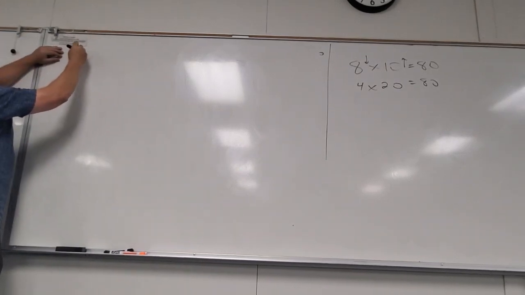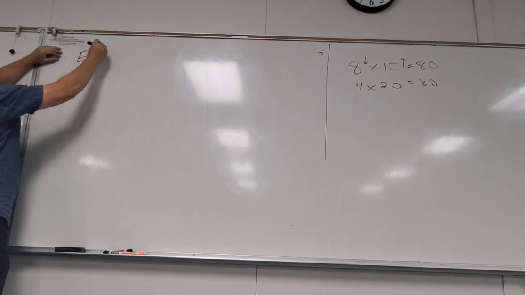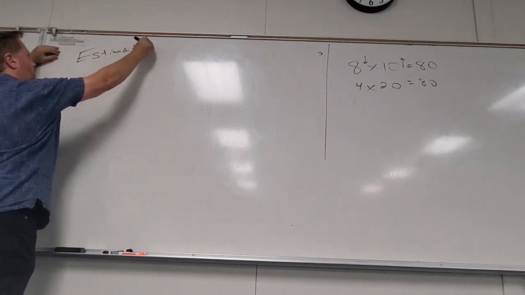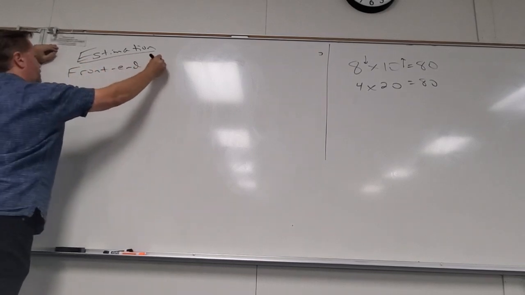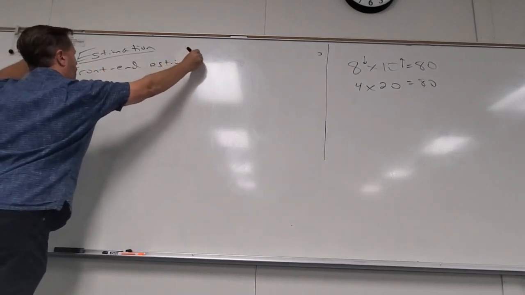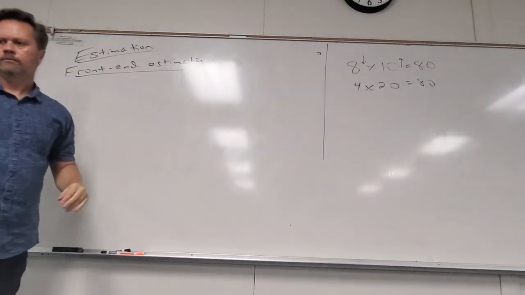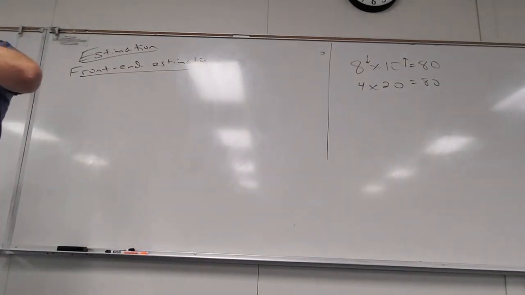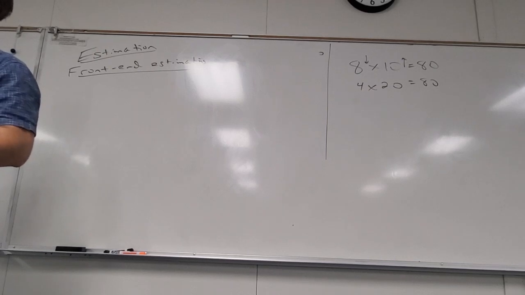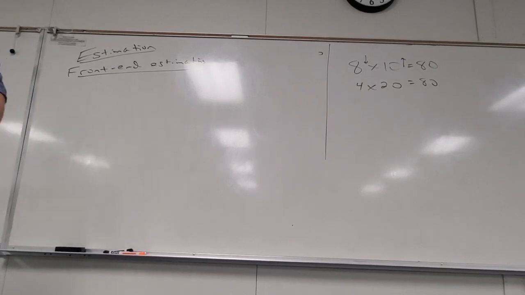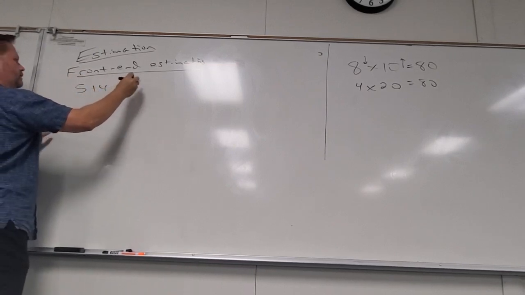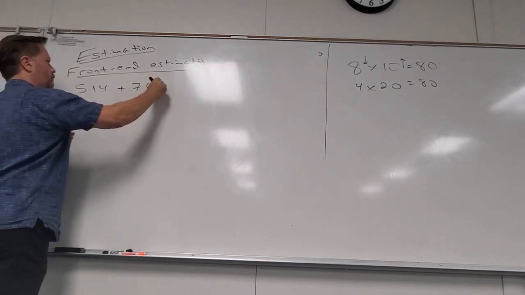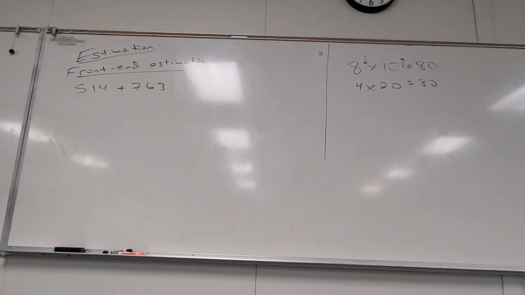Okay, so there's something called, when I'm doing estimation, we got something called front-end estimating. So let's do some addition first off. It doesn't really matter what the numbers are. 514 plus 763. So we're going to do a range estimate first.